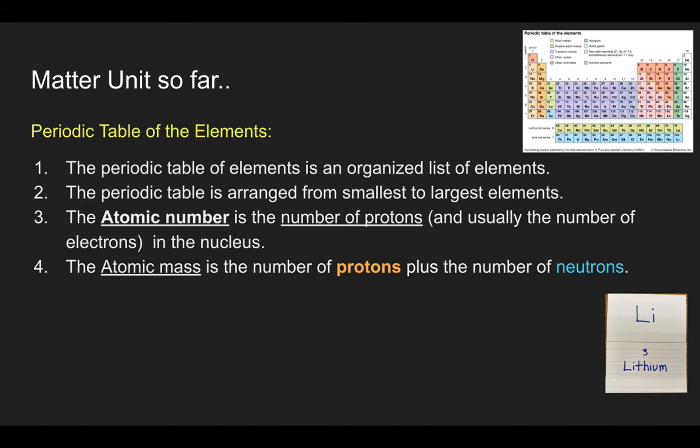The atomic number is the number of protons and usually the number of electrons in an atom. And then the atomic mass, or weight, is the number of protons plus the number of neutrons on average. Remember, sometimes we have what we call isotopes, which can change that number slightly.